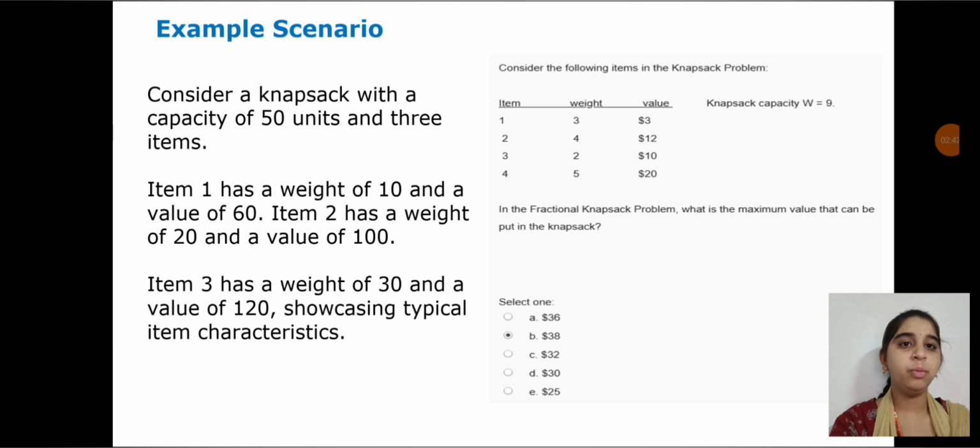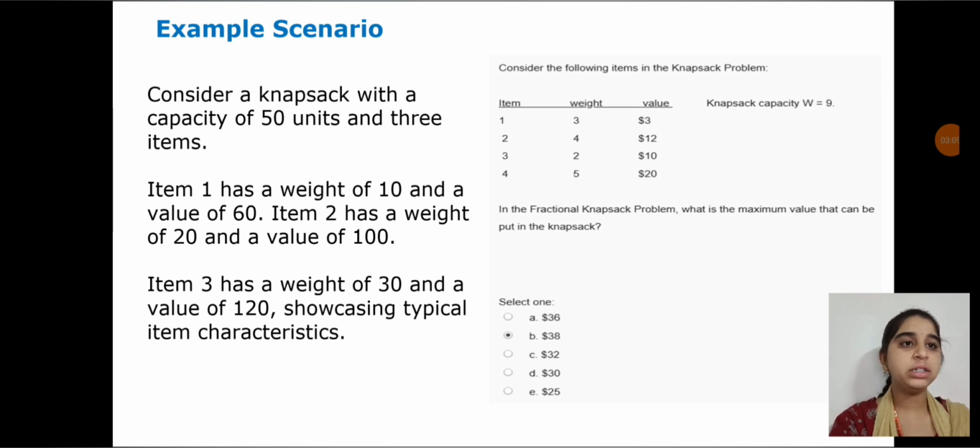Example scenario. Consider a knapsack with a capacity of 50 units and 3 items. Item 1 has a weight of 10 and a value of 60. Item 2 has a weight of 20 and a value of 100. Item 3 has a weight of 30 and a value of 120, showcasing the typical item characteristics.